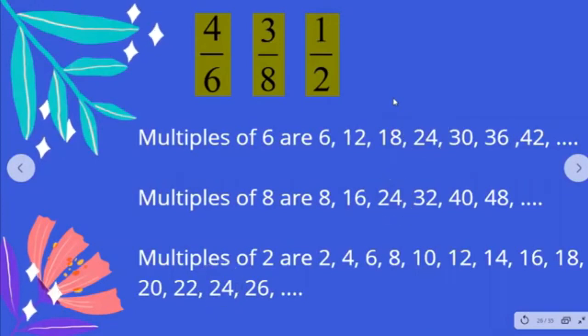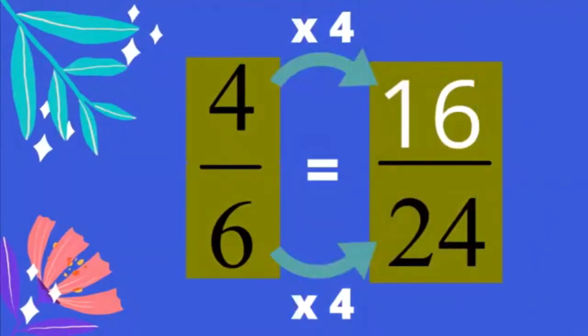So how can we do that? Since we multiply the denominator by 4, we must also multiply the numerator by 4. 4 times 4 is 16. So 4 over 6 is the same as 16 over 24. Now let's move on to the next fraction.